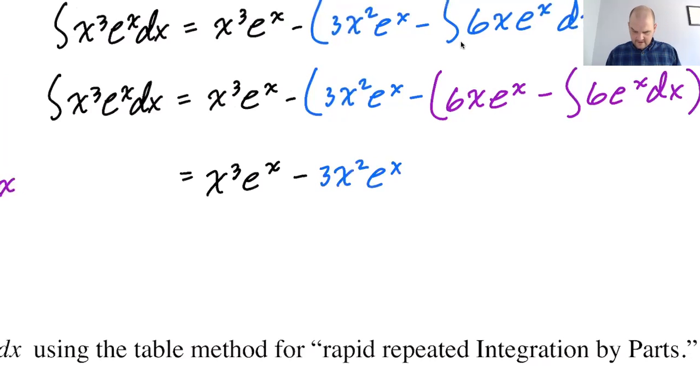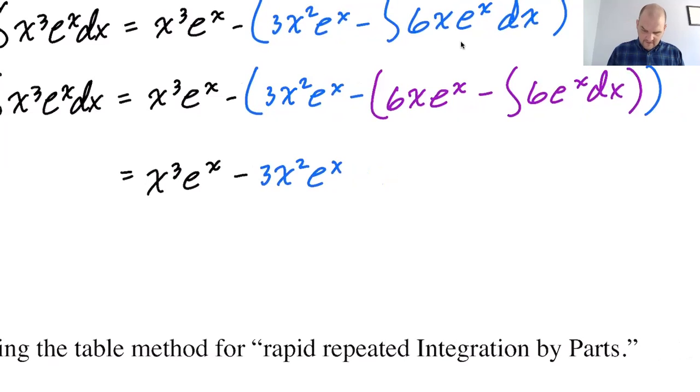And then we've got two minuses now, right? Hold on, we have this minus sign and this minus sign. So it's minus negative, so that's going to be plus. So we're at plus 6x e to the x.